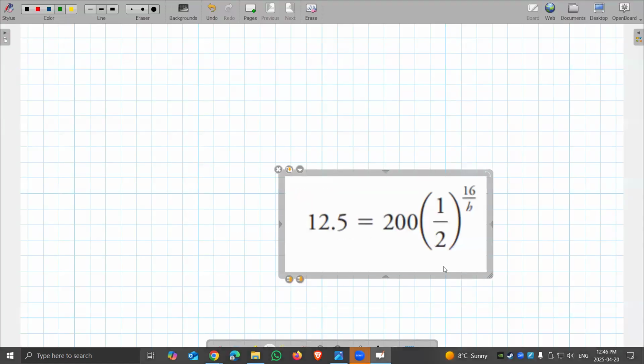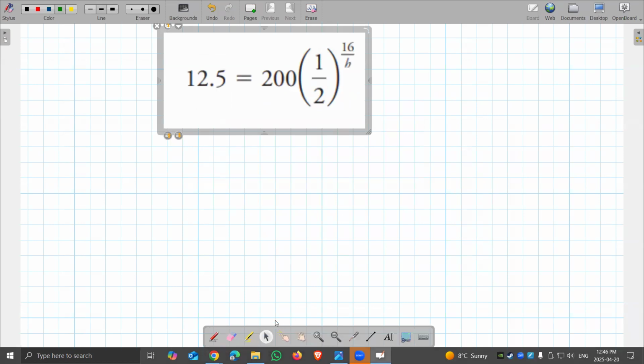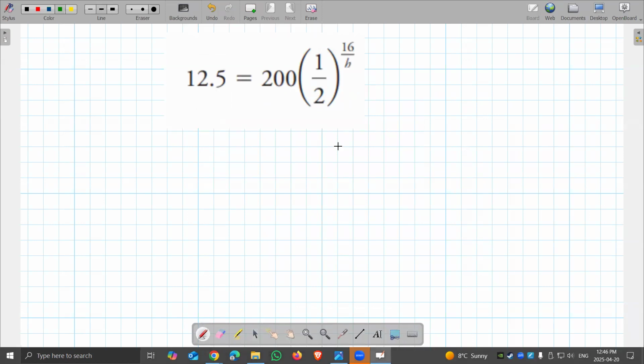Let's look at this. Let's solve some equations. So this is the equation that we're given. The unknown is the letter h in the exponent. How do we solve this equation for h? What would be the first step?